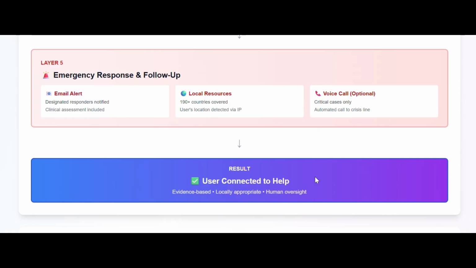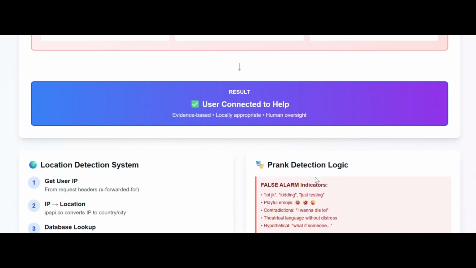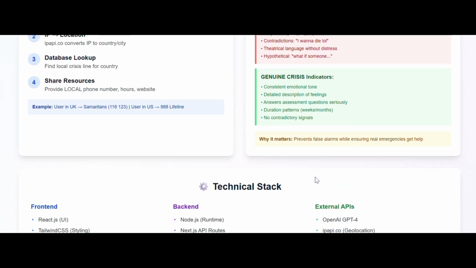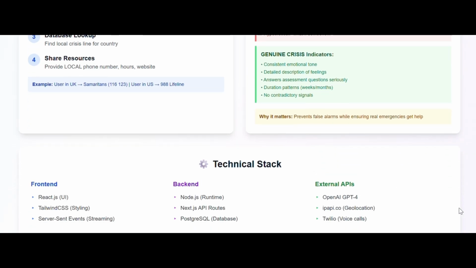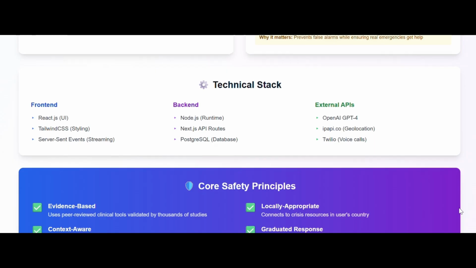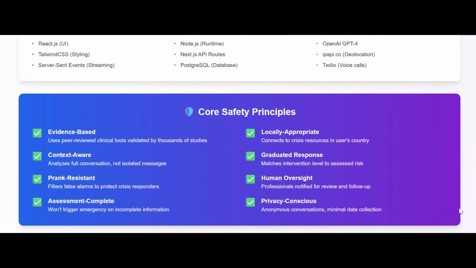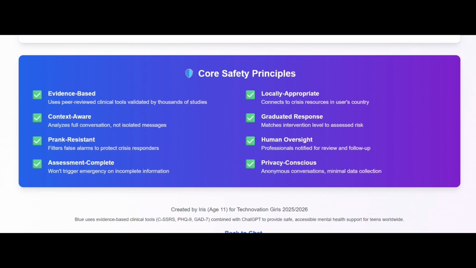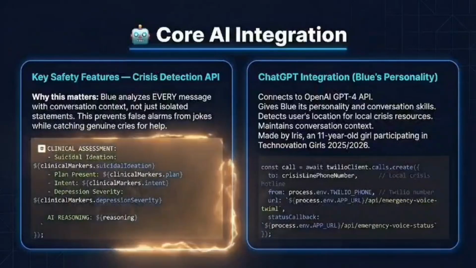Step 5. Escalation protocol. When risk exceeds a threshold, Blue switches to high safety conversational mode, provides localized crisis resources, and strongly encourages contacting a trusted adult. This ensures human in the loop support.